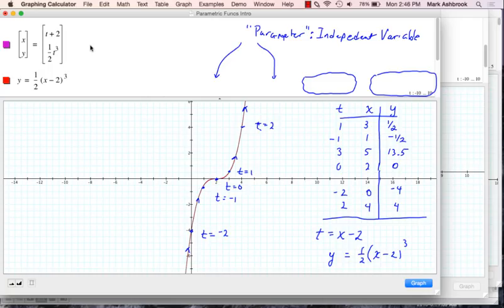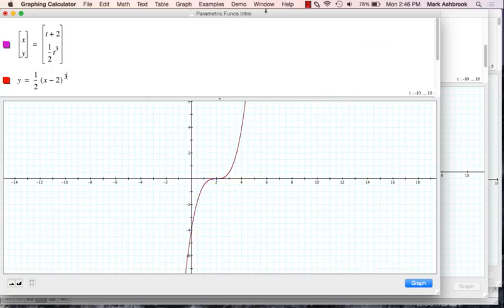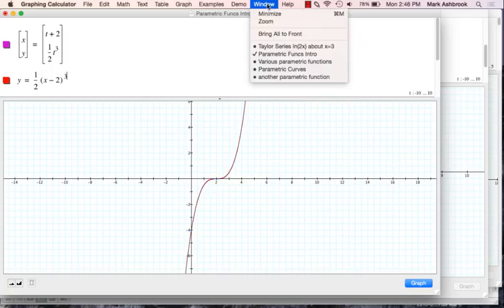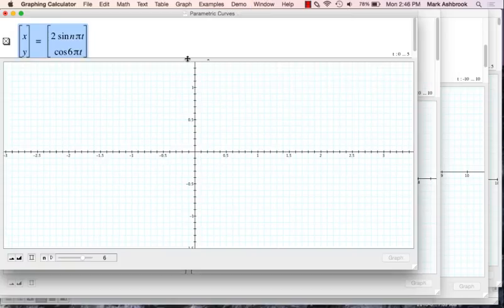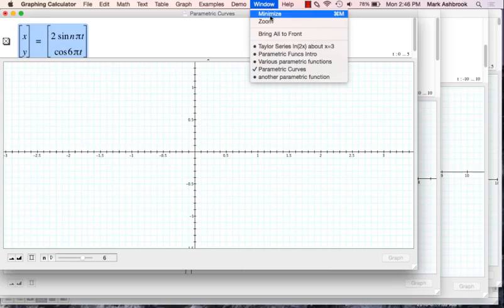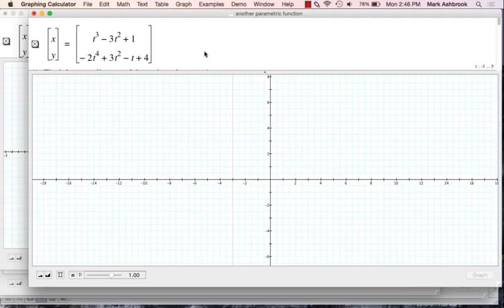Okay, so this opens up the door for some pretty crazy stuff. So let's take a look at some possibilities here. It's pretty awesome, isn't it? Let's see, this one. So here's one. x is t cubed minus 3t squared plus 1. y equals minus 2t to the fourth plus 3t squared minus t plus 4. So they're both individually polynomials. And we get this.